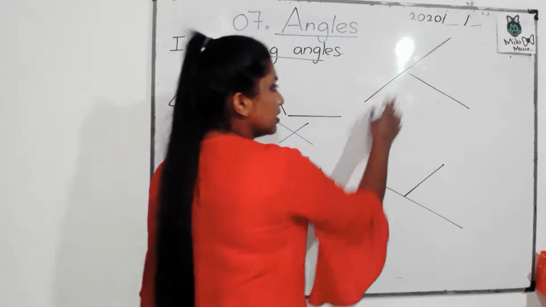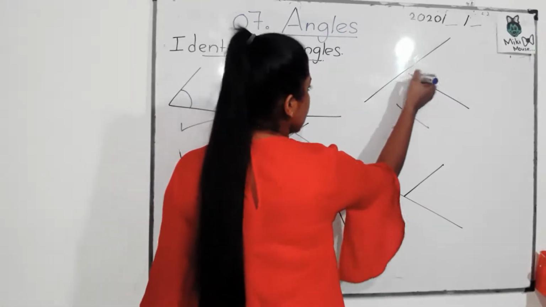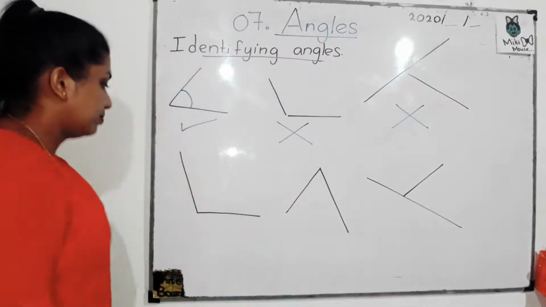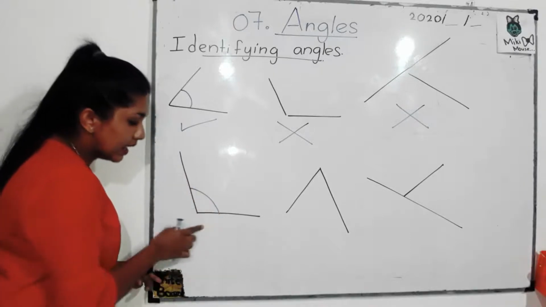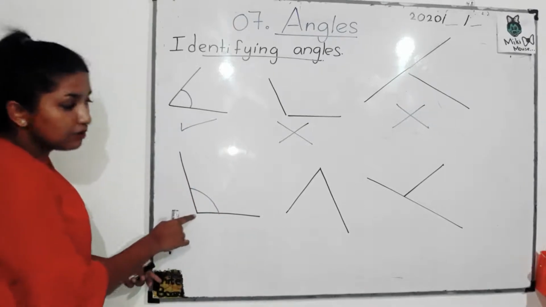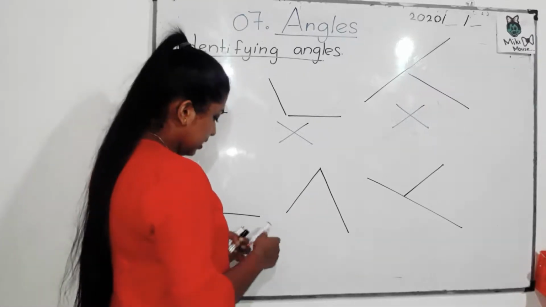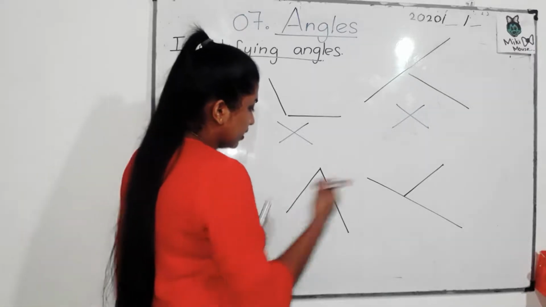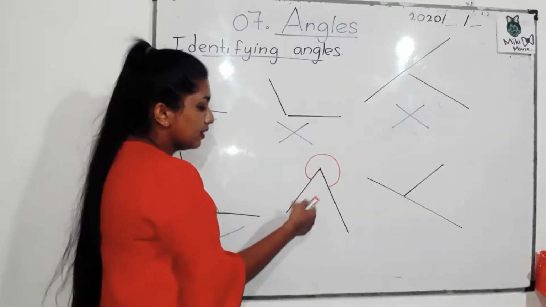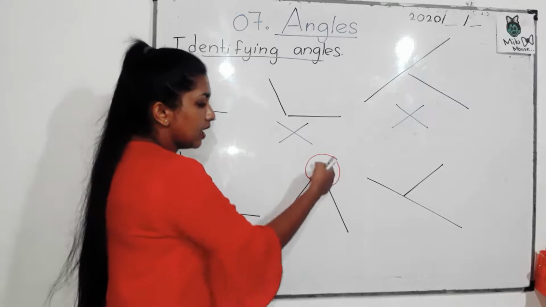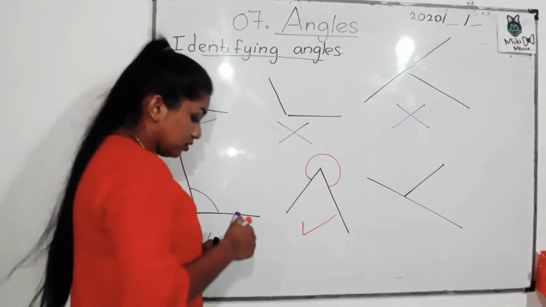And in here also there is no vertex. Therefore, this one is not an angle because there is no intersecting point. And in here we can see an angle between these two line segments, these two arms, and there is a vertex. This one is correct. And in here, suppose we have been given like this. Yes, this one is actually an angle. This one and this one are arms, and this one is the vertex. Therefore, this one is also an angle.